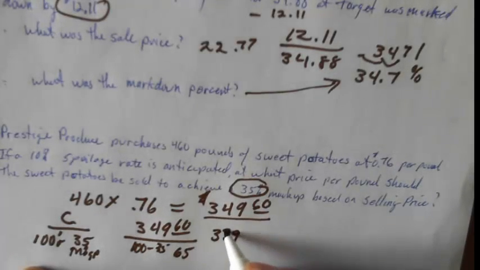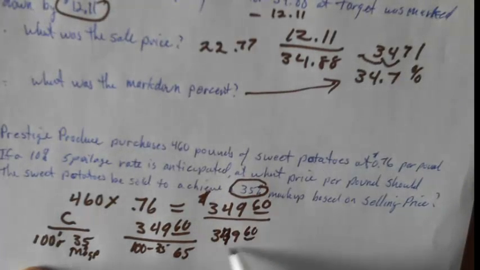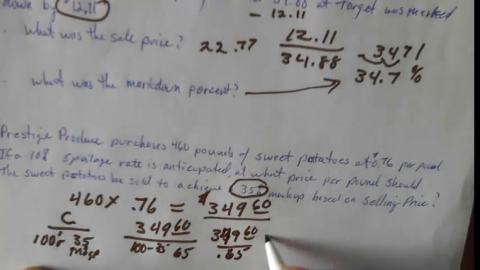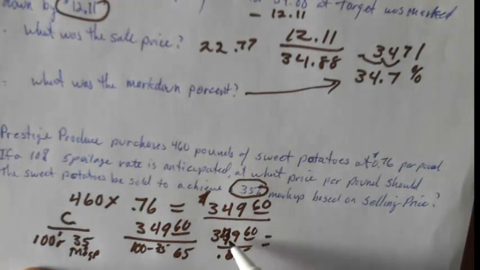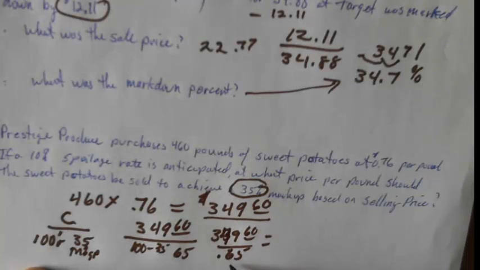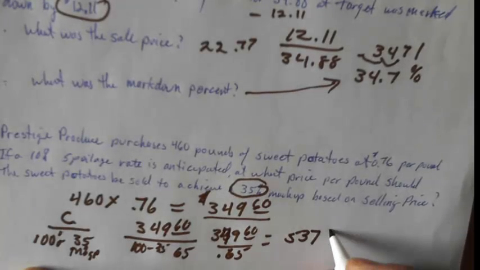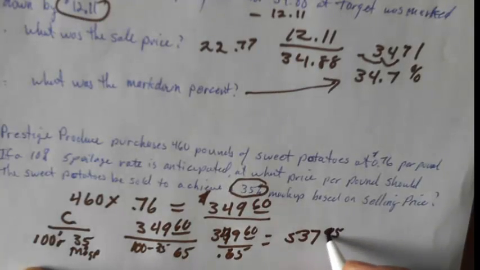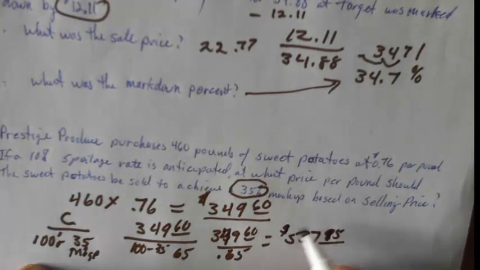So I'm just going to write that again, .65. And again, that's a calculator problem. So we just take our cost divided by our markup percent. Again, we'll put it in the calculator, and we're going to have 537.85. That's what we hope to get when we sell all of this.